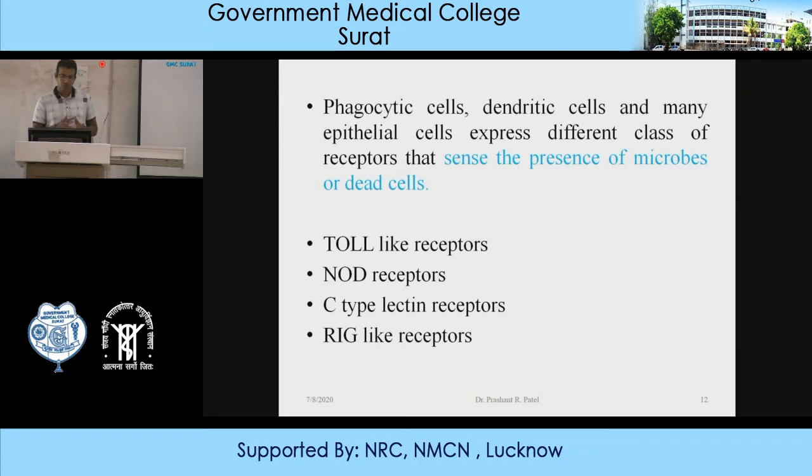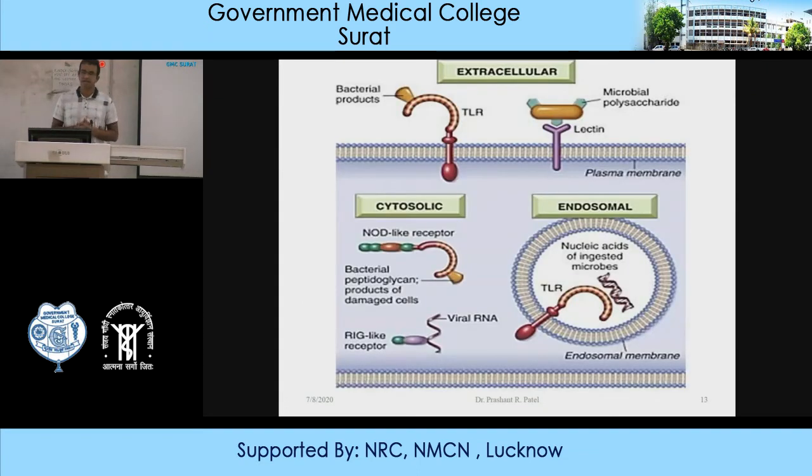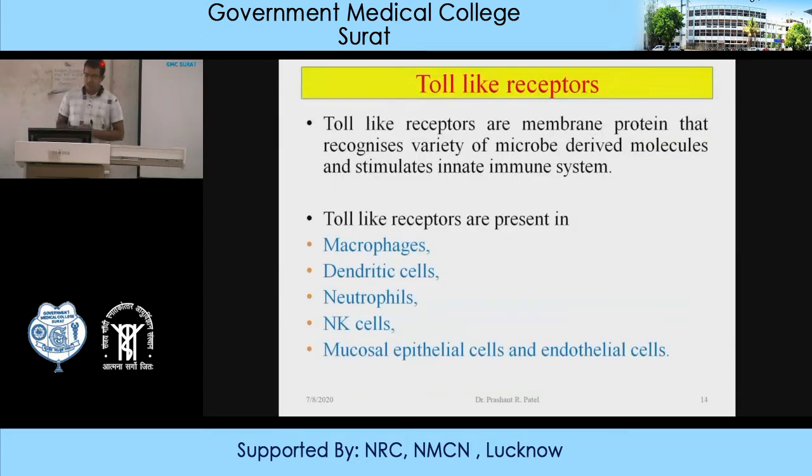As described in this diagram, these receptors may be present on the plasma membrane, in the cytosol, or contained within endosomal vesicles. Toll-like receptors are membrane proteins that recognize a variety of microbe-derived molecules and stimulate the innate immune system. These receptors are present in various cells like macrophages, dendritic cells, neutrophils, NK cells, and mucosal epithelial as well as endothelial cells.